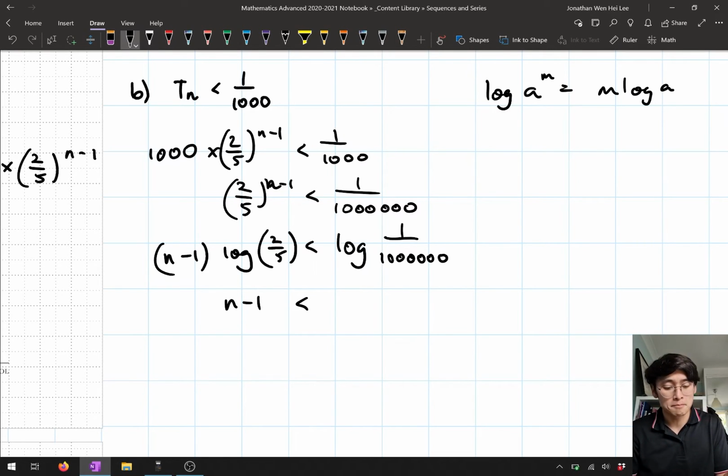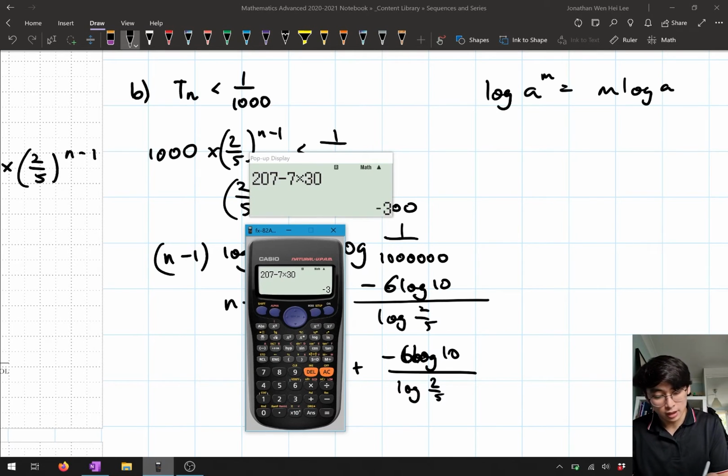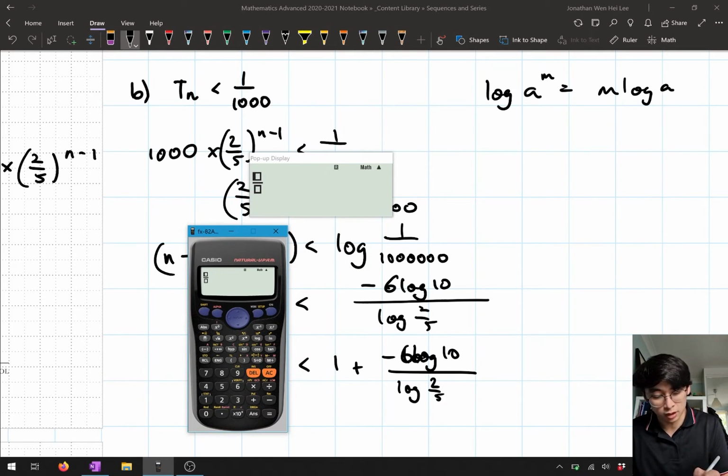Now log 1 million, I believe, let me think about this. That is just 1, 2, 3, that's 10 to the power 6, I believe. And so this just becomes negative 6 log 10 over log 2 over 5. And so n is less than 1 plus negative 6 log 10 over log 2 over 5. And so I can chuck this in my calculator, and actually I'm just going to put it in the full form that we have over here.